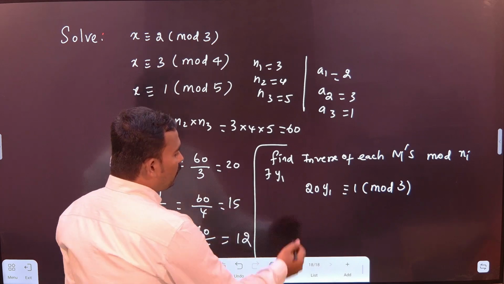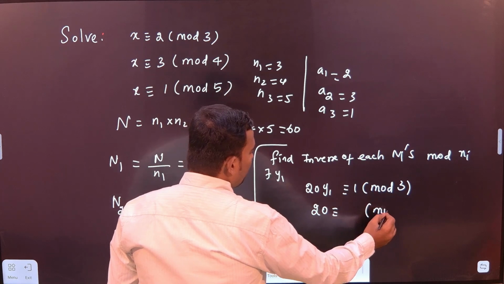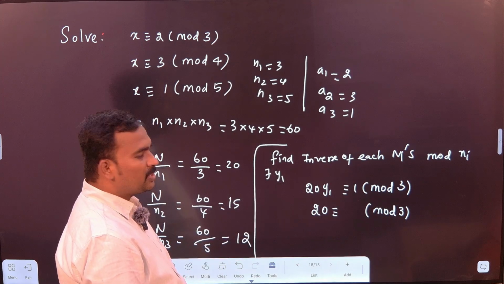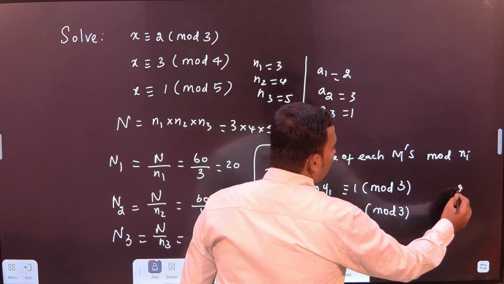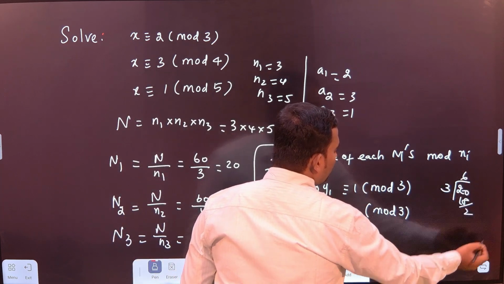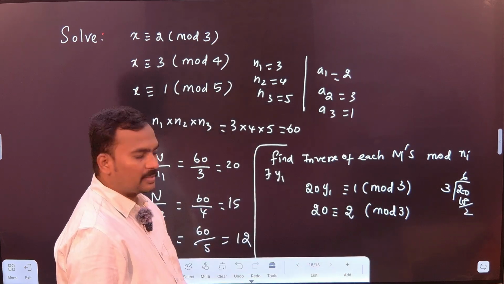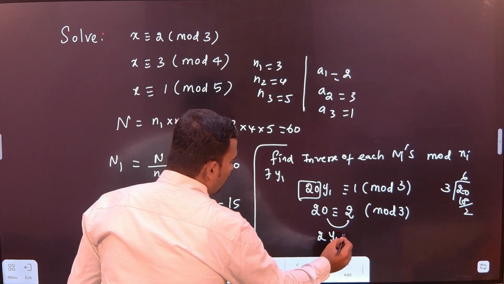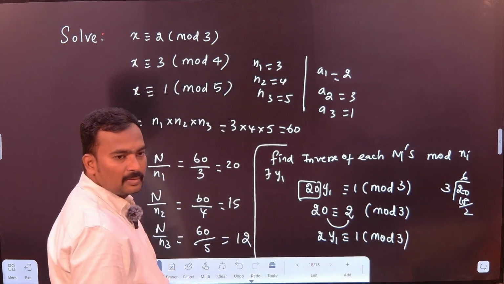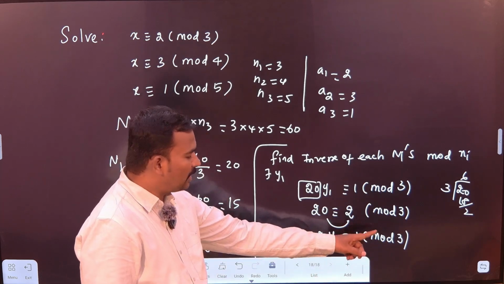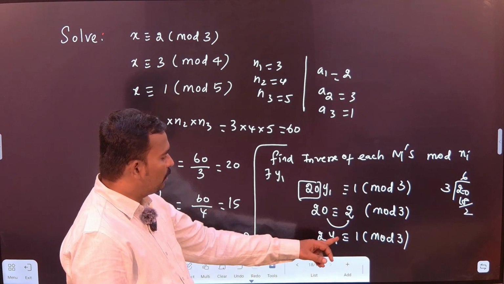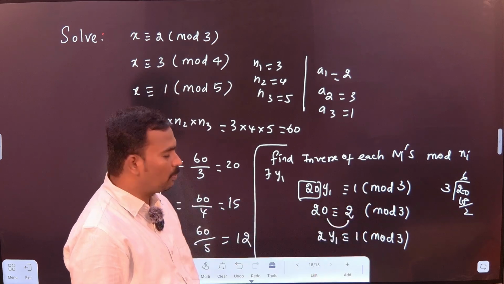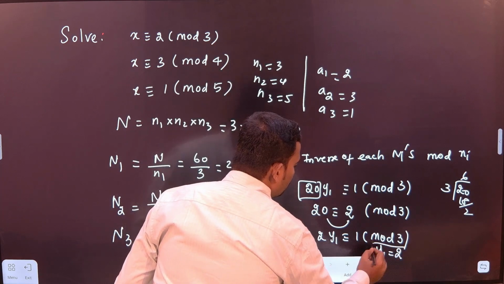So y1 such that 20 into y1 is congruent to 1 modulo 3. Which y1 is possible? You know that when you divide 20 by 3, the remainder is 2. So 20 is congruent to 2 modulo 3. These two are identical, so you replace 20 with 2: 2y1 is congruent to 1 modulo 3. Clear? Which number should y1 be such that when you divide by 3, you get remainder 1? If I take 1, 2 divided by 3 does not give 1. Let us take 2: 2 into 2 is 4, and 4 divided by 3 gives remainder 1, possible. Therefore, the suitable y1 here is 2. I hope everyone understands, right?